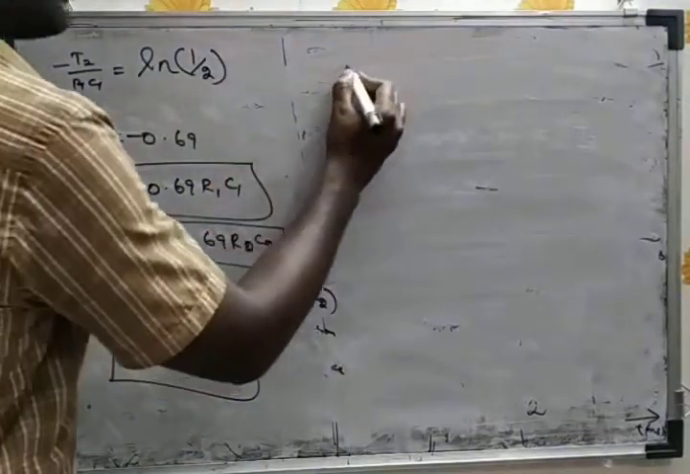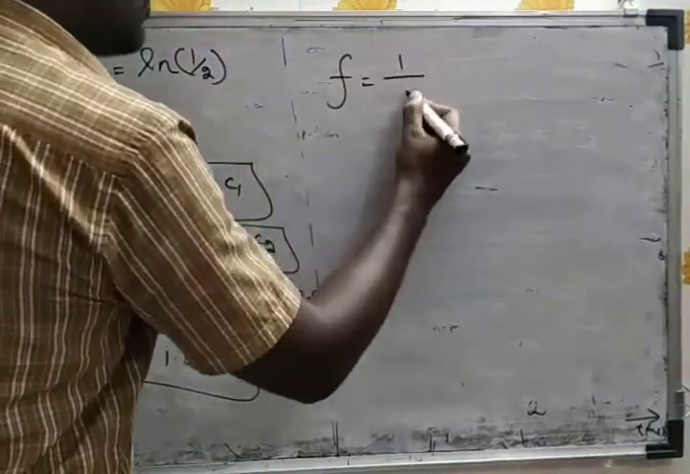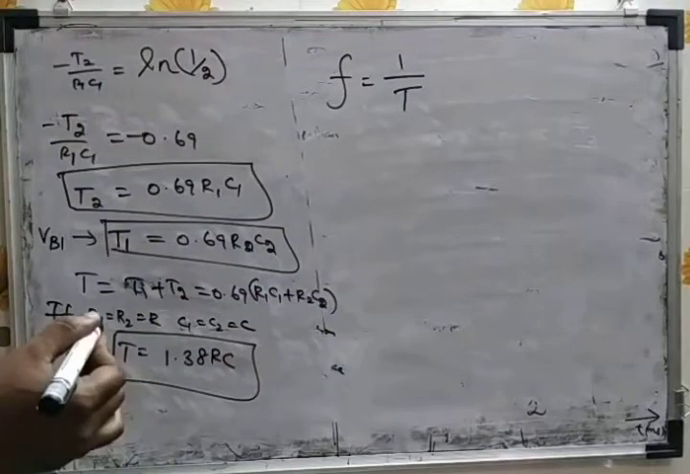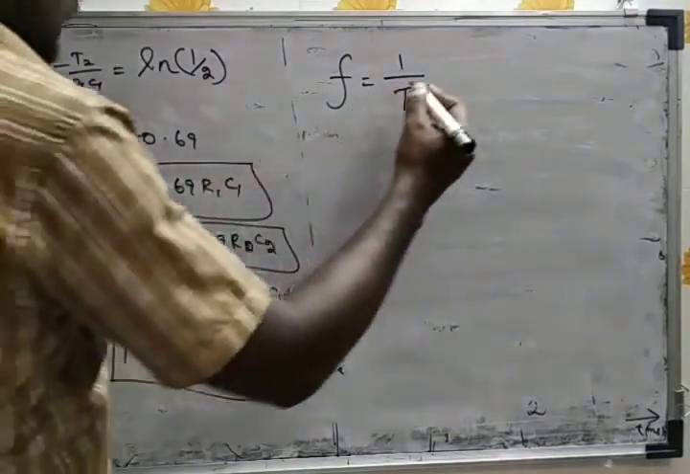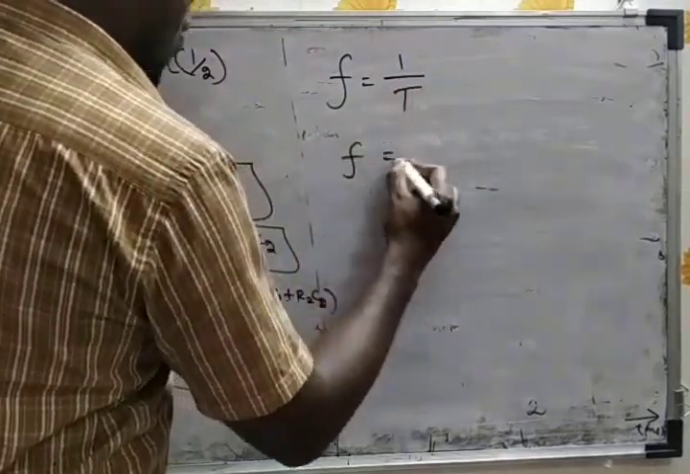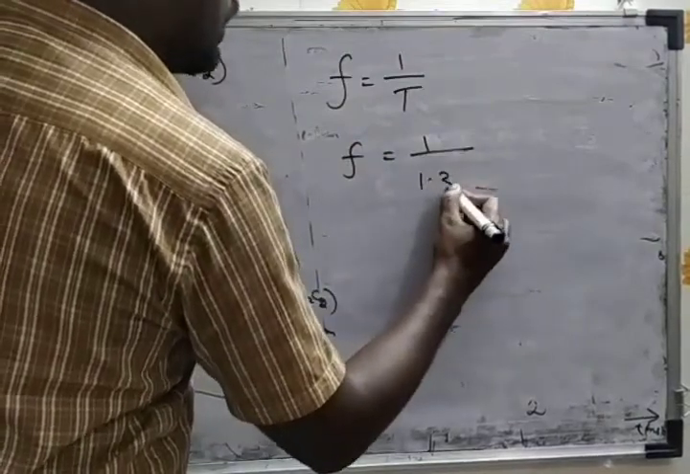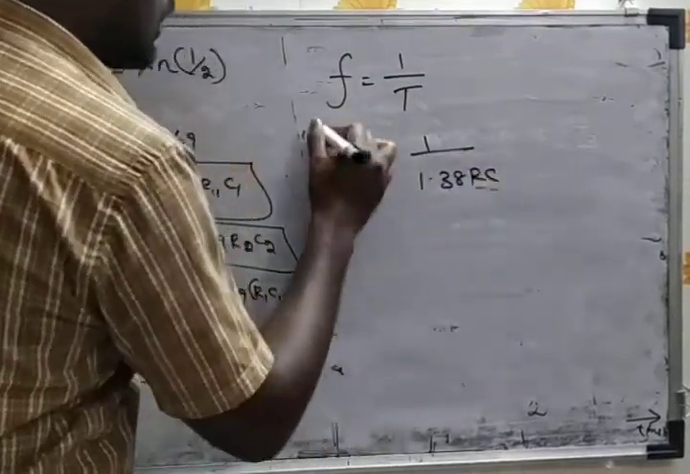And the frequency of oscillation F is equal to 1 by T. This is equal to 1 by 1.38 RC.